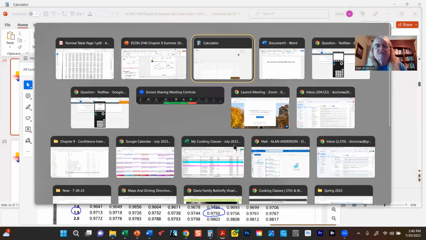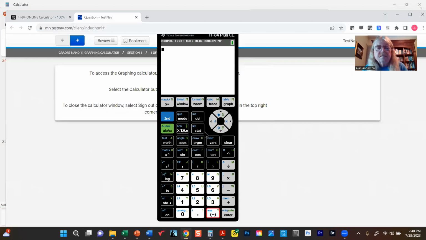Let's go back here. We've done this before. We need second vars, normal CDF, number 2. And we want everything from negative infinity up to 1.96. Got to be careful with this. The mean is 0 and the standard deviation is 1, because this is the standard normal distribution. Hit enter. It should be 97.5%. That means we must have done this correctly.